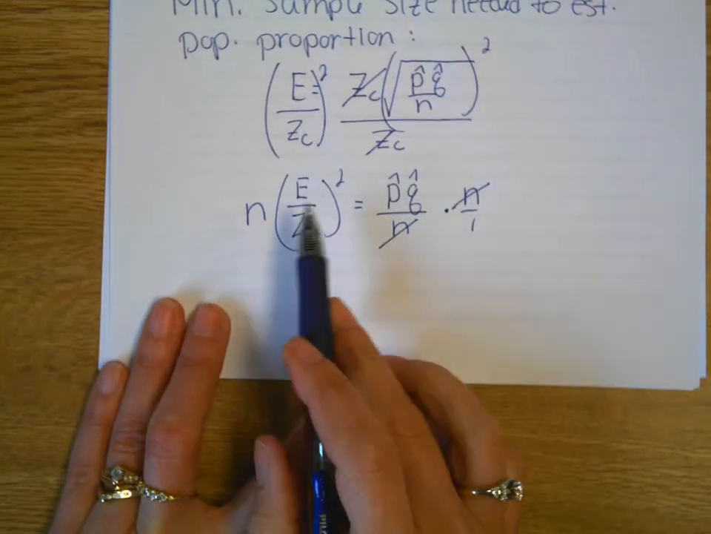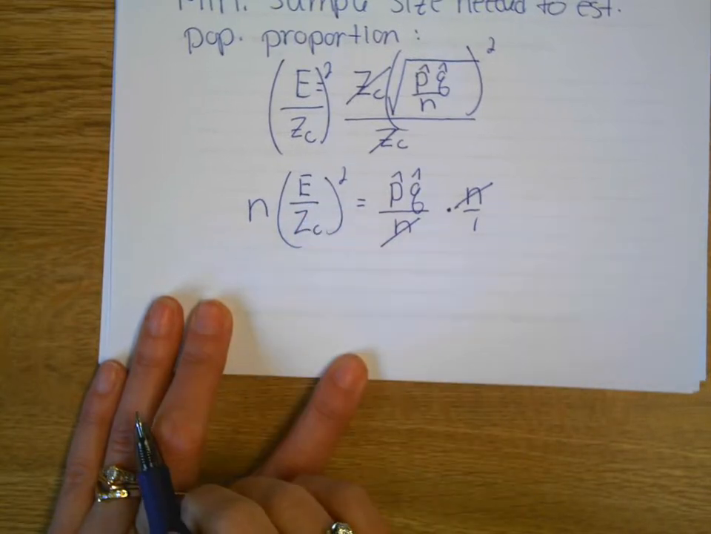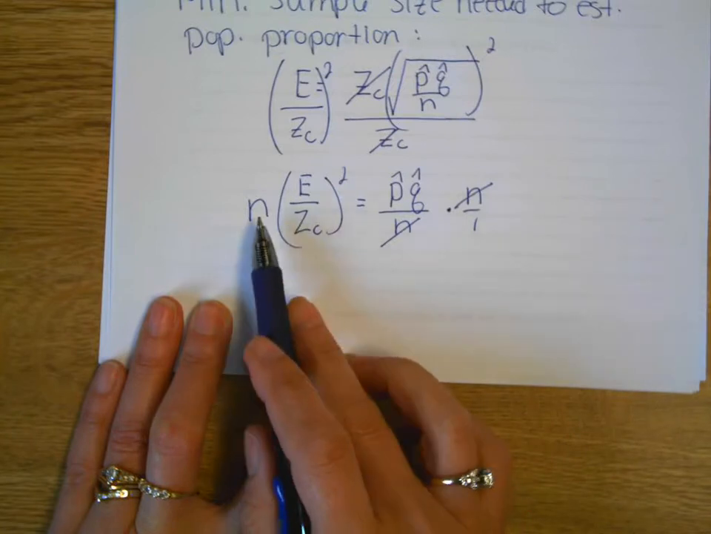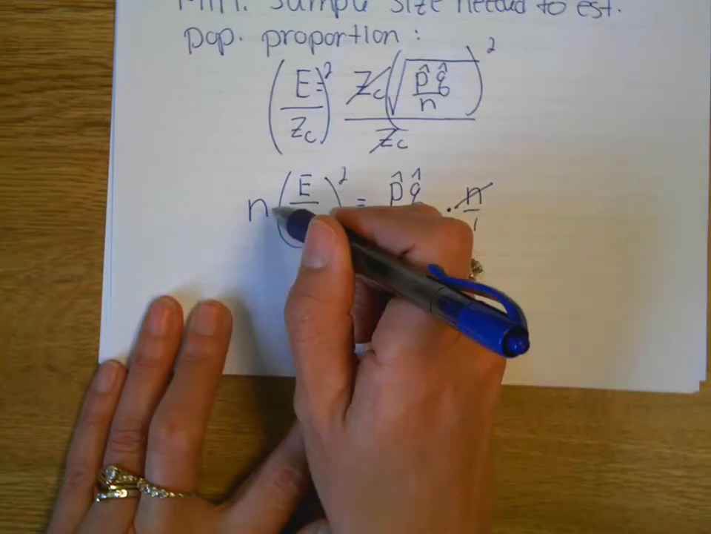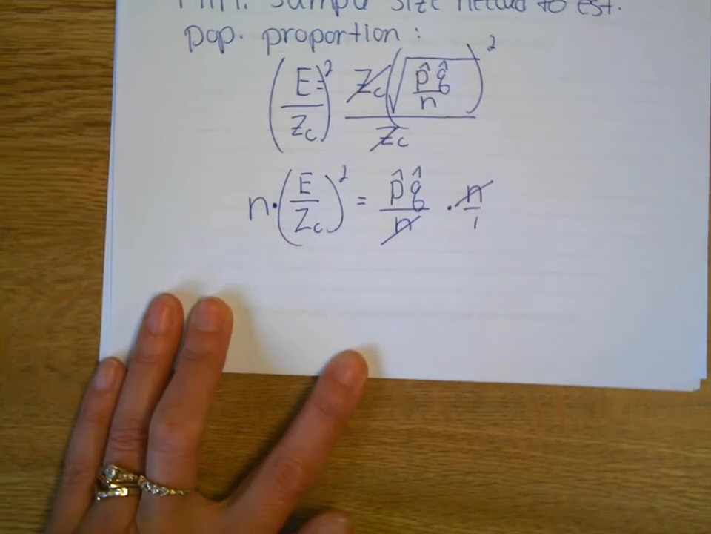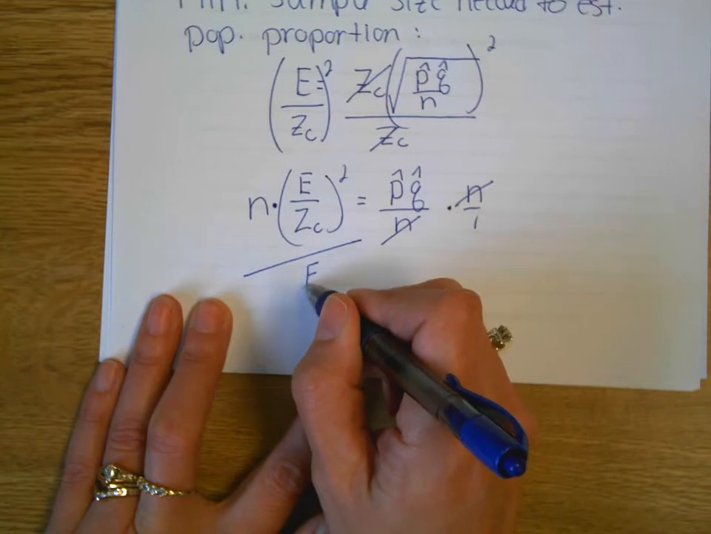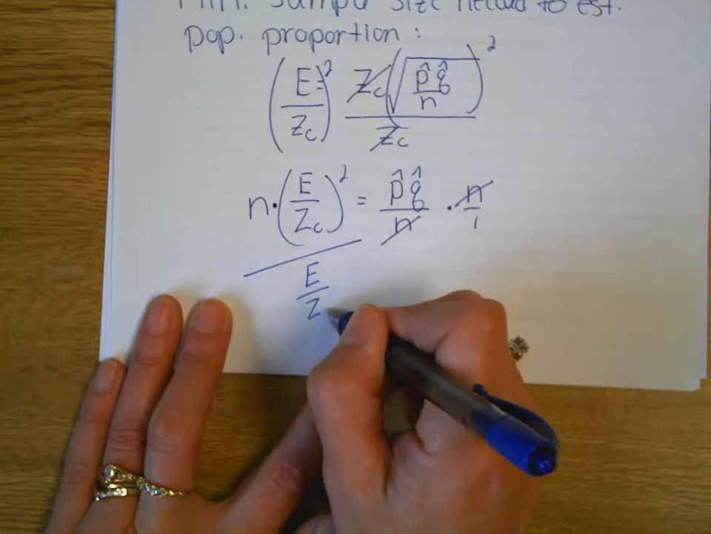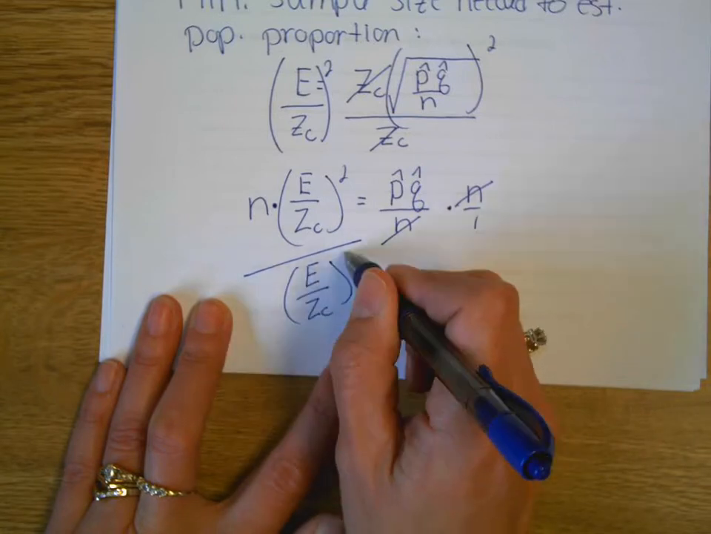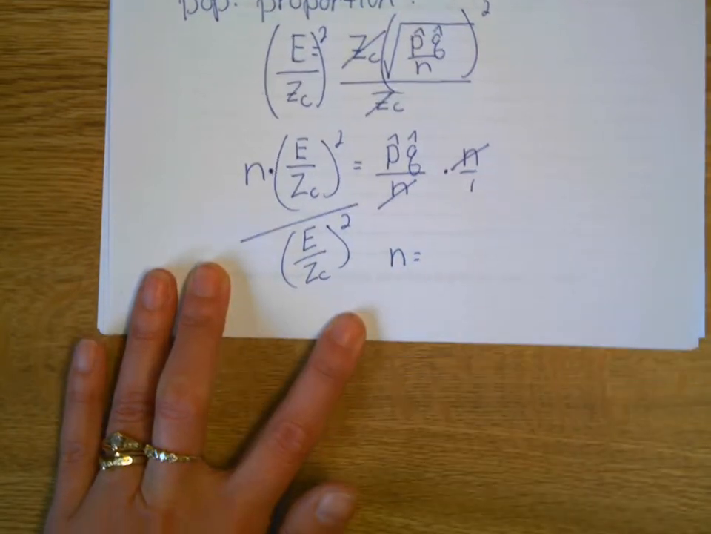Now I want to leave the N here. I want to get rid of this fraction. What's happening between the fraction and the N? So what's the opposite of multiplication? Divide. We're going to divide by that fraction. How do you divide by a fraction in junior high? Multiply by the reciprocal. Multiply by its reciprocal.